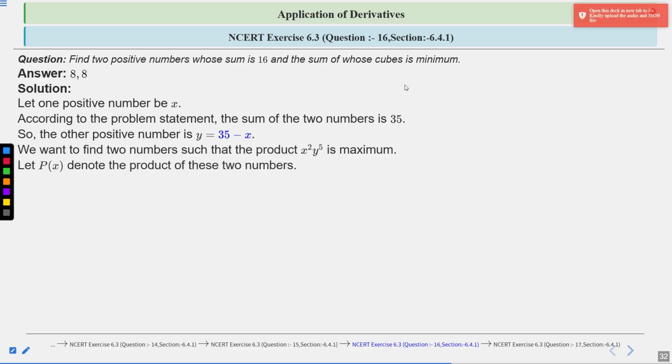Let px denote the product of these two numbers, right? So px will be equal to x square y to the power 5, which is equal to x square into 35 minus x whole to the power 5. X square 35 minus x whole to the power 5, okay?